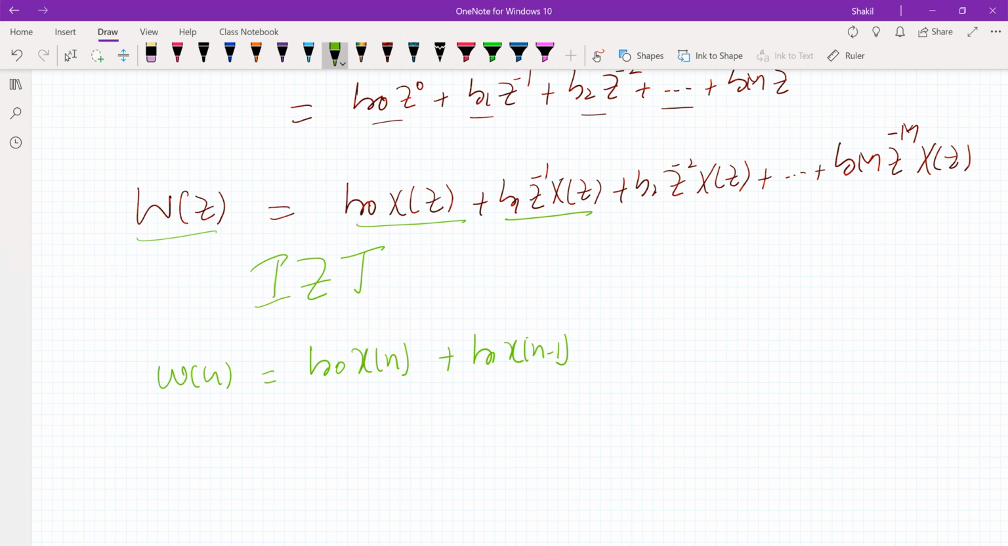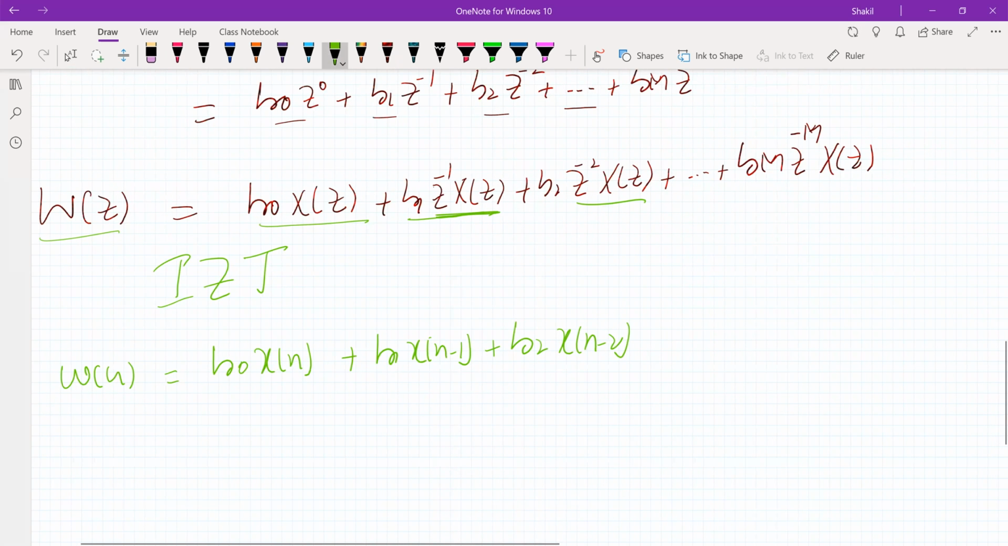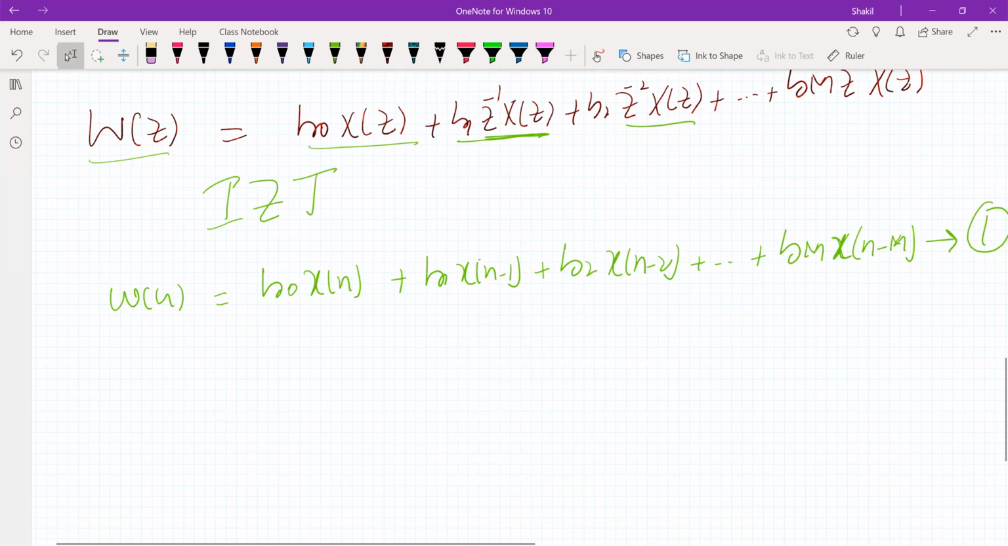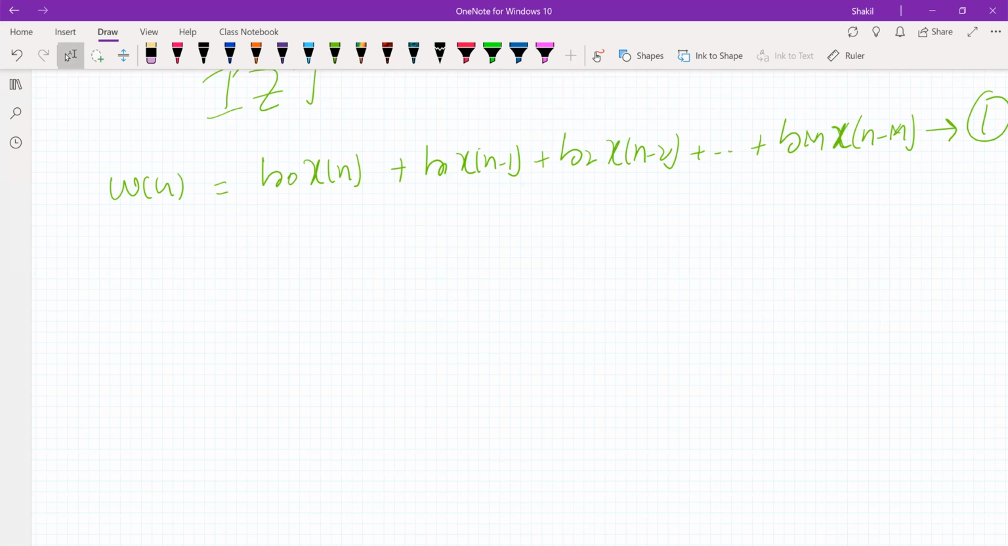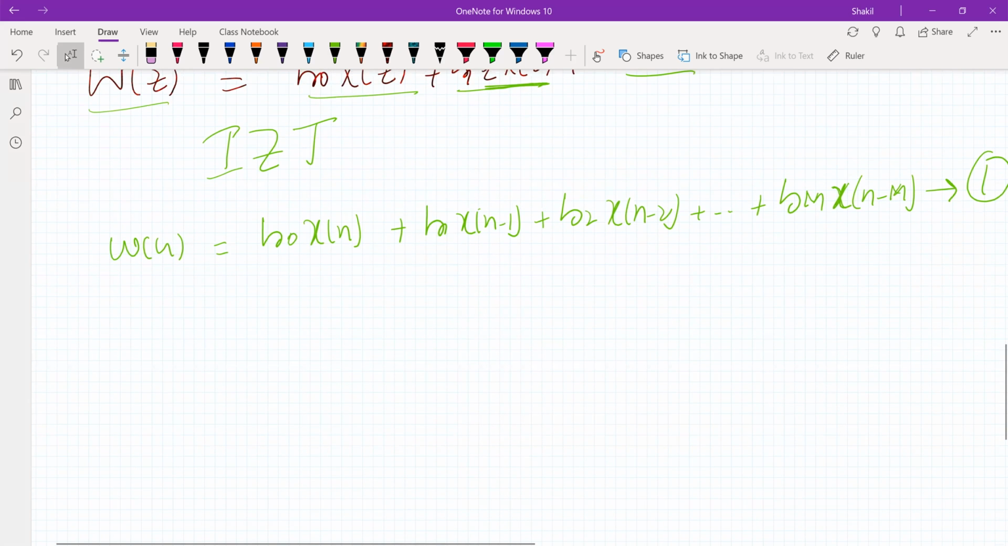If the inverse z transform of X(z) is x(n), then the inverse z transform of z^-1 X(z) is x(n minus 1) using the shifting property. For B2, this will be x(n minus 2), again using the shifting property, plus so on. Then this will be Bm x(n minus m). So this is our equation, and this is w(n).